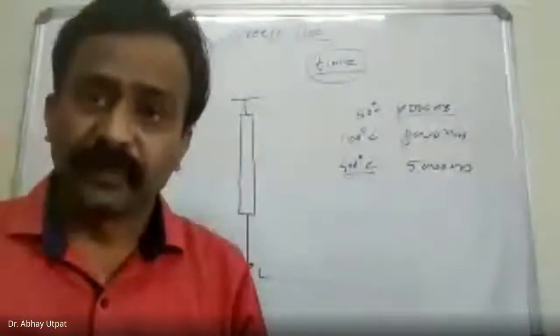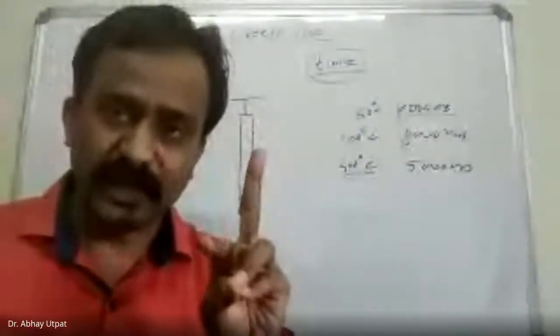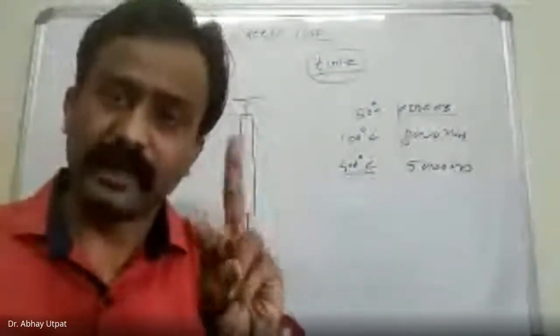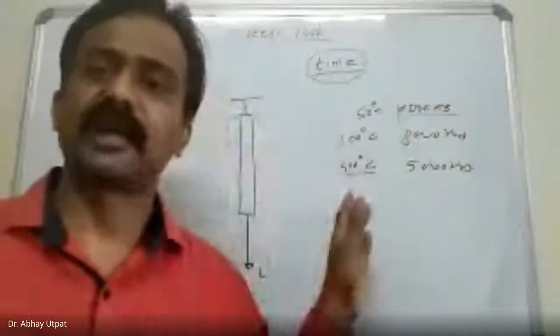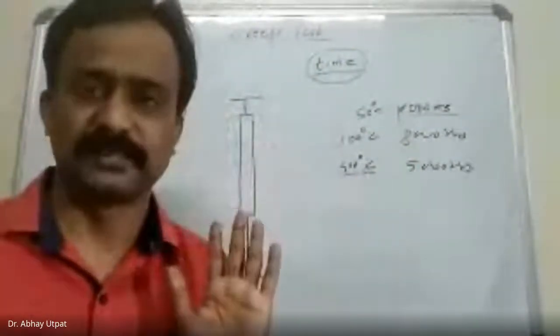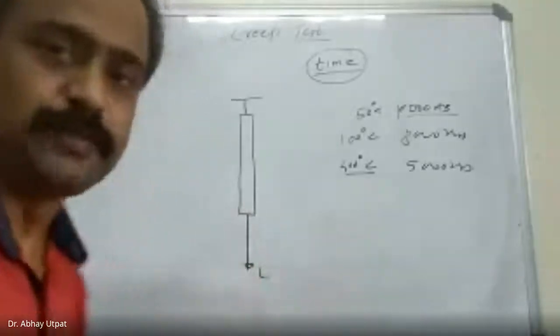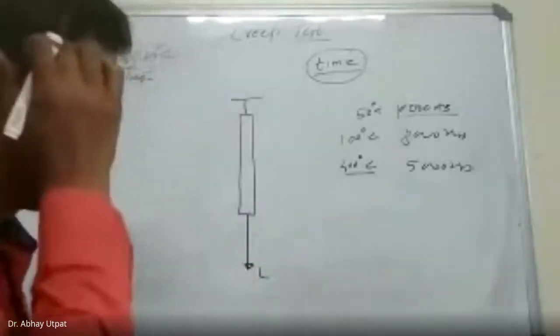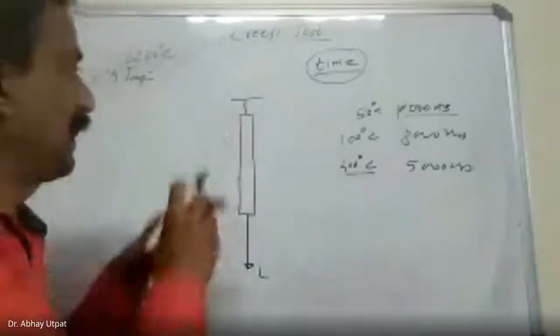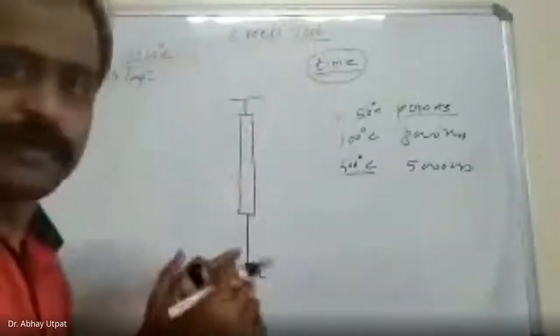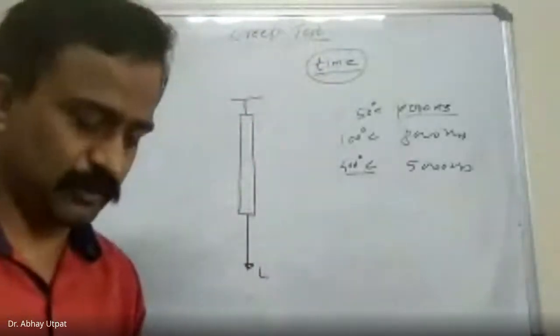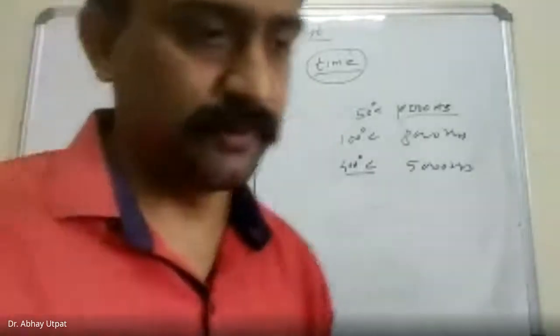And now you have fixed the temperature and load both. But if you increase either of them, life of the component decreases. As simple as it is. Okay, so see, this creep test setup is having simple bar mechanism and heating mechanism. I will draw the figure. Before that, I will dictate you the definition. Write down.